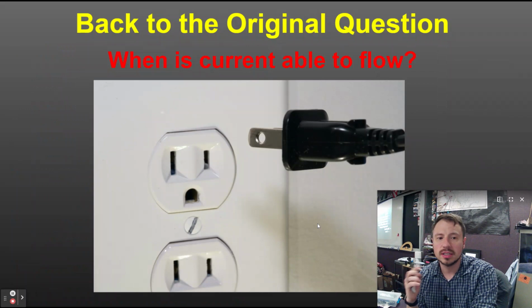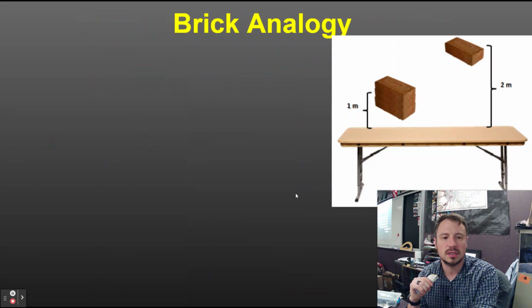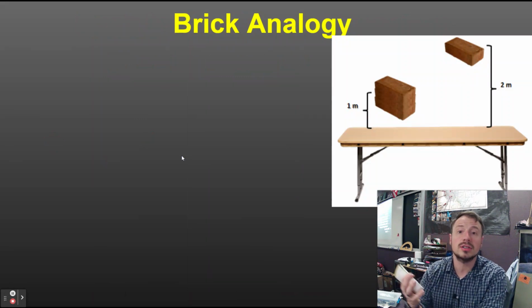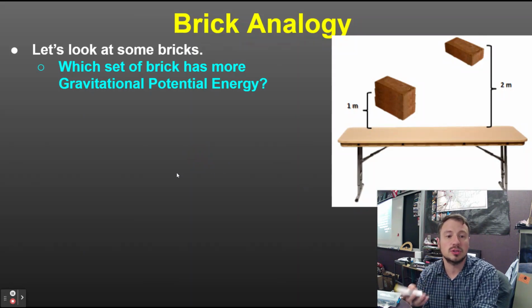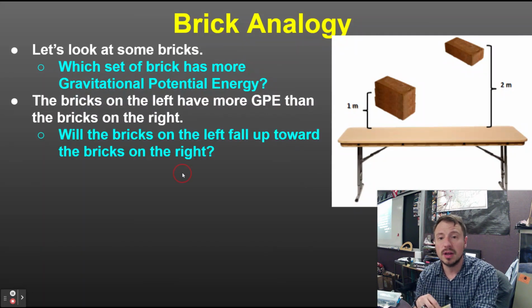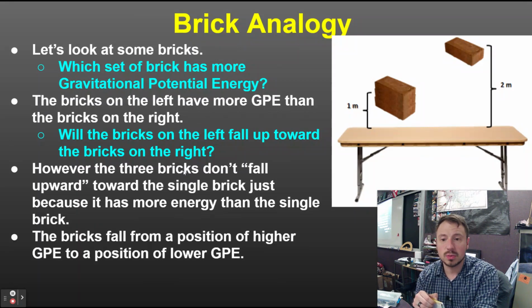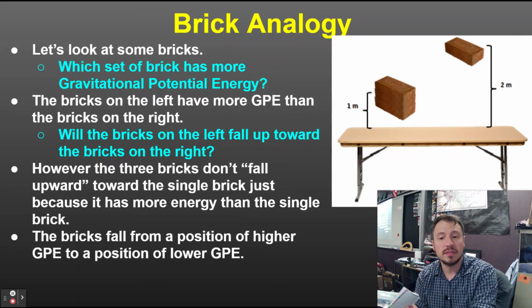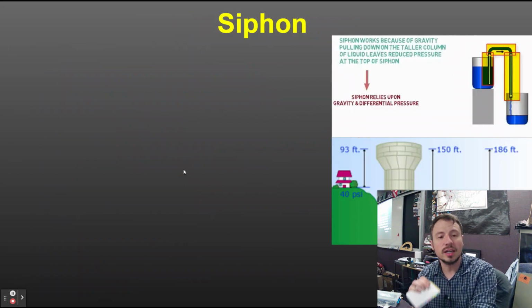Now, when is current able to flow? So now we've talked about charge. Let's talk about current flowing through things like the wires in the walls. Let's take a look at some bricks. If I've got 3 bricks 1 meter above and one brick 2 meters above, the bricks on the left have more gravitational potential energy than the bricks on the right. The 3 big bricks just don't fall upward because they've got more gravitational potential energy. The bricks will always fall from a position of higher gravitational potential energy to a position of lower gravitational potential energy.